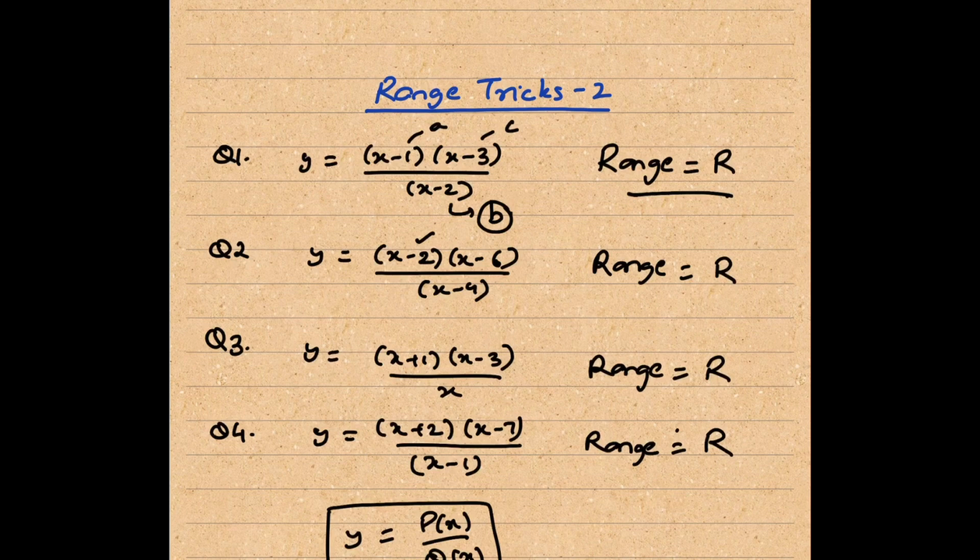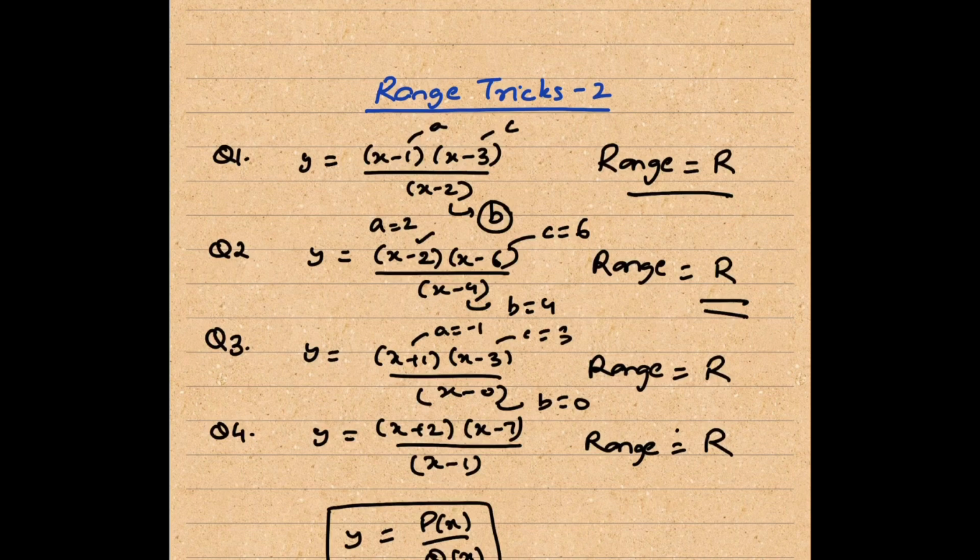Similarly here, if you notice, the a value is equal to 2, c value is equal to 6, and b value is equal to 4. Since again b lies between a and c, therefore the range is again R. Similarly here, nothing is written, so I will write x minus 0 here. So this is a equal to minus 1, c will be equal to 3, and b will be equal to 0. So therefore again the range will be R. Similarly in the fourth one, a is equal to minus 2, c will be equal to 7, and b will be equal to 1. Therefore again, since b lies between a and c, the range is R.